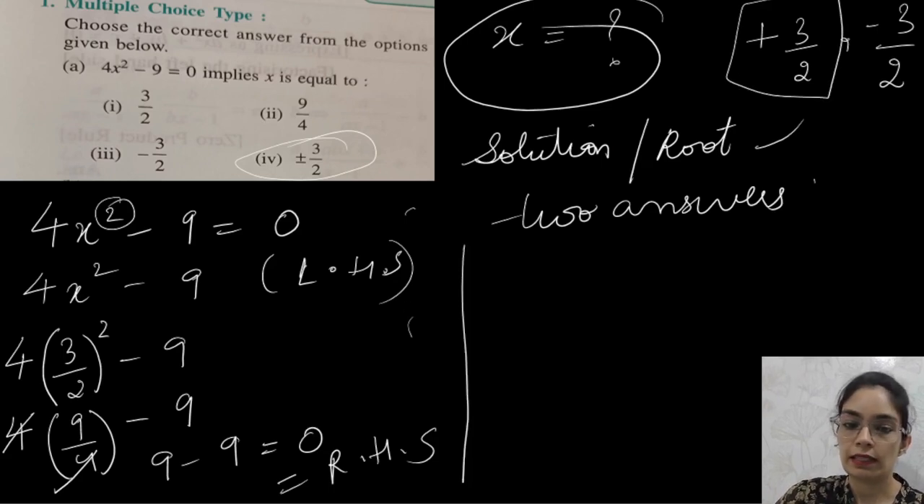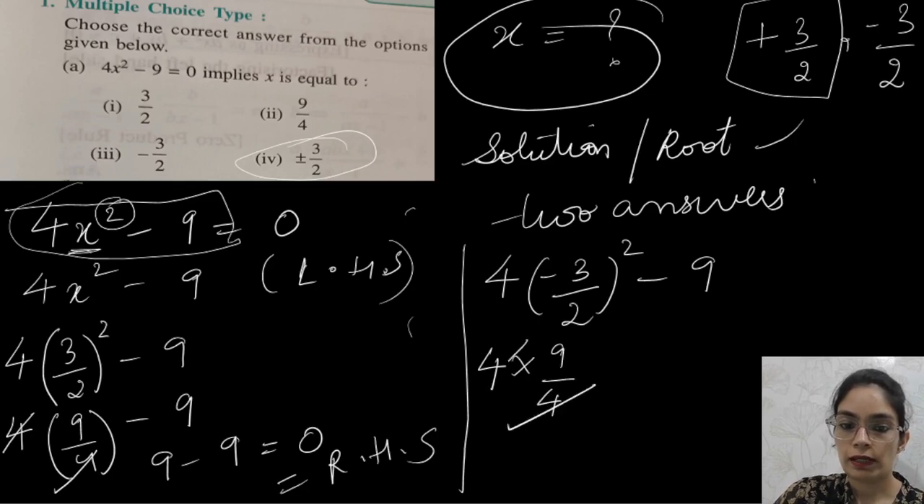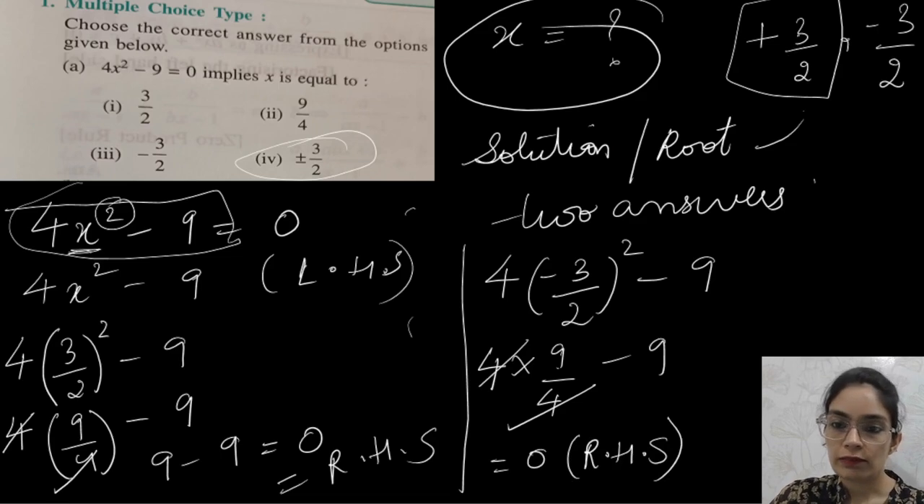But we have to check with negative 3 by 2 also. So again I am substituting in the given equation. I am taking the left hand side, that is 4x square minus 9. In place of x I will write negative 3 by 2, its whole square, minus 9. Only the left hand side, that's why I will not write 0. The square of negative 3 by 2 is 9 by 4. Again 4 and 4 will get cancelled. So 9 minus 9 is 0, which again equals the right hand side. Which means both positive 3 by 2 and negative 3 by 2 are values of x for this equation.